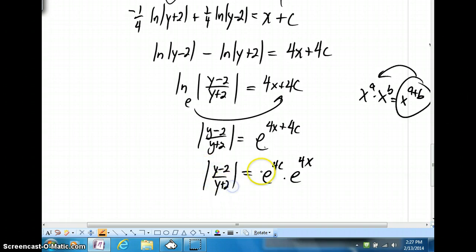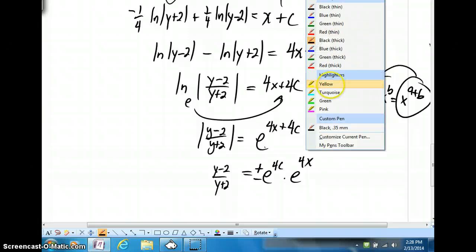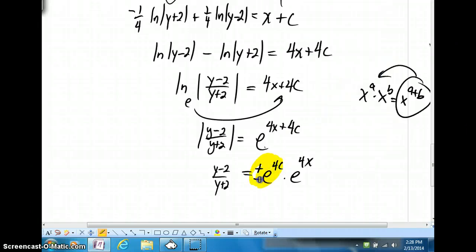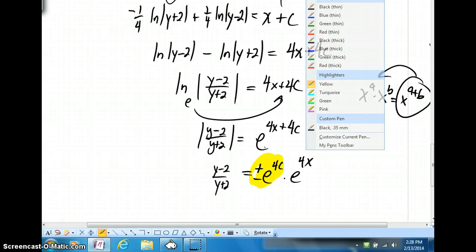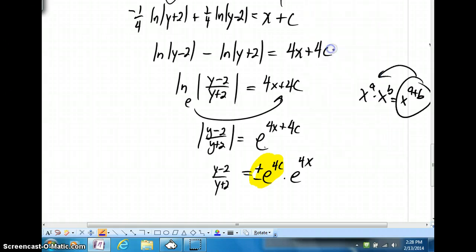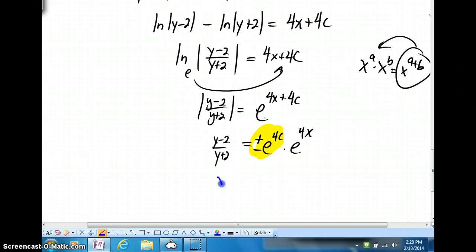And by the way, how about at the same time, killing two birds with one stone, we take our absolute value and say, of course, that could be a plus or minus. But look, now even more naturally, we can say that plus or minus e to the 4c is in essence a constant in and of itself. How about we just call that our c2? By the way, you could just call it a c just as well.